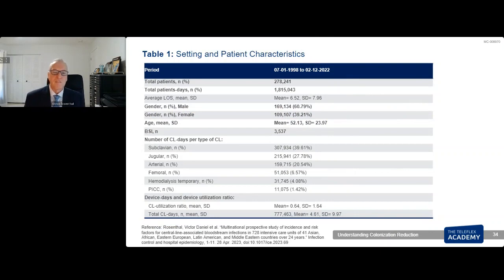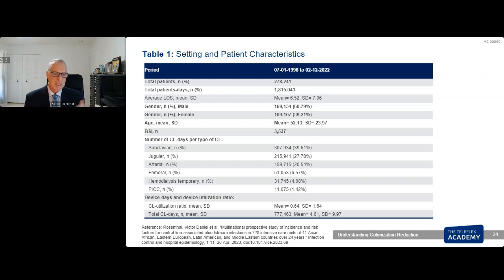We collected data from 1998 to 2022. We collected data of 280,000 patients, 1.8 million patient days of hospitalization. The mean length of stay per patient was 6.5, very reasonable. 61% of them were men. The mean age was 52. The number of BSIs all these 280,000 patients acquired were 3,500.